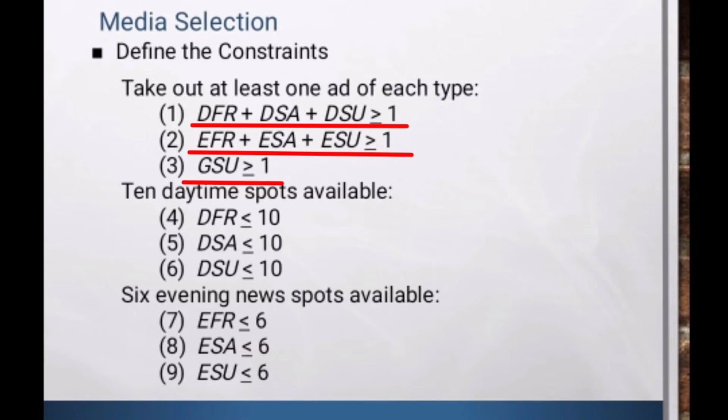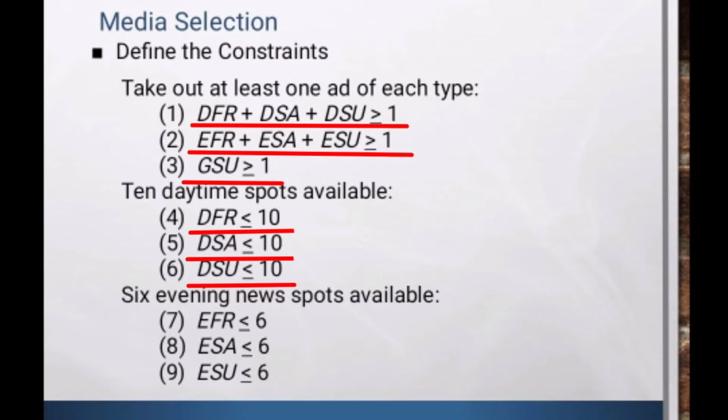So it is stated here that there are 10 daytime spots and 6 evening news spots available daily. So we will include this too. For the 10 daytime spots, we focus on daytime, so it should be daytime, and we separate it into Friday, Saturday, and Sunday. So we have here daytime ads on Friday is less than or equal to 10, daytime ads on Saturday is less than or equal to 10, and daytime ads on Sunday is less than or equal to 10.